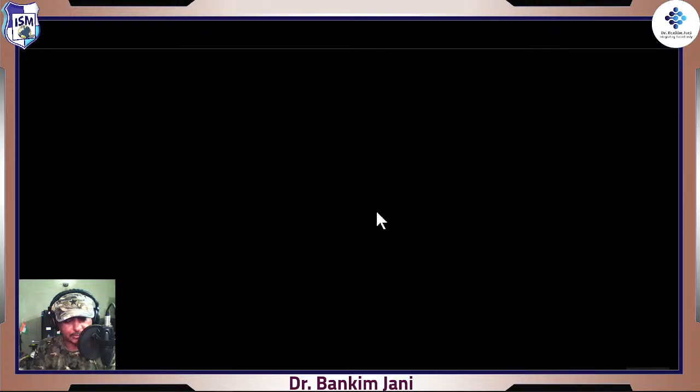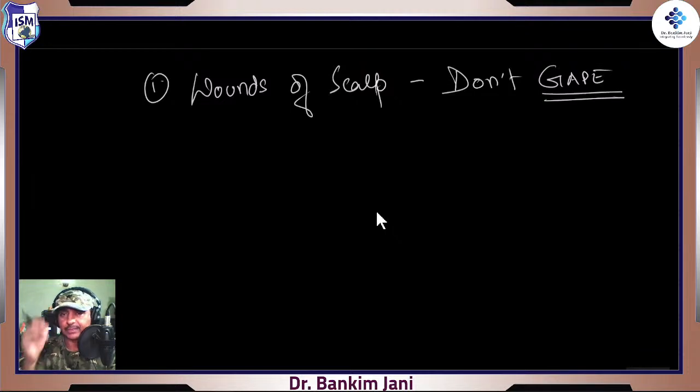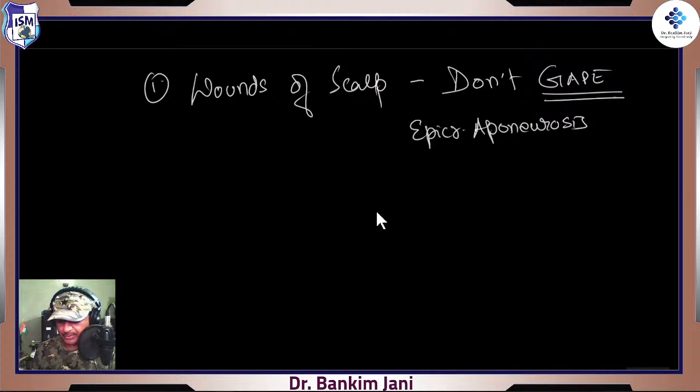Some important aspects. When it is said that wounds, any injury, wounds of scalp, they don't gape. Because it's a tough structure. Gaping means creating a gap, right? But because it is a tough structure, normally any of the injuries will not be separated too much. It will not gape. Subject to if the epicranial aponeurosis is damaged, is split. If the epicranial aponeurosis is split, then it is okay. But otherwise, it's a tough structure, so it will keep things together, right?